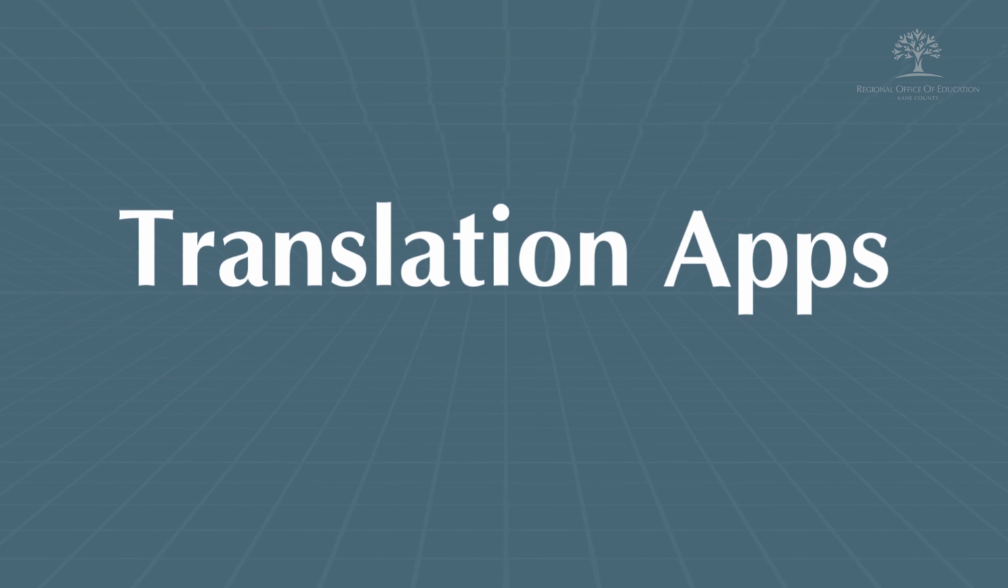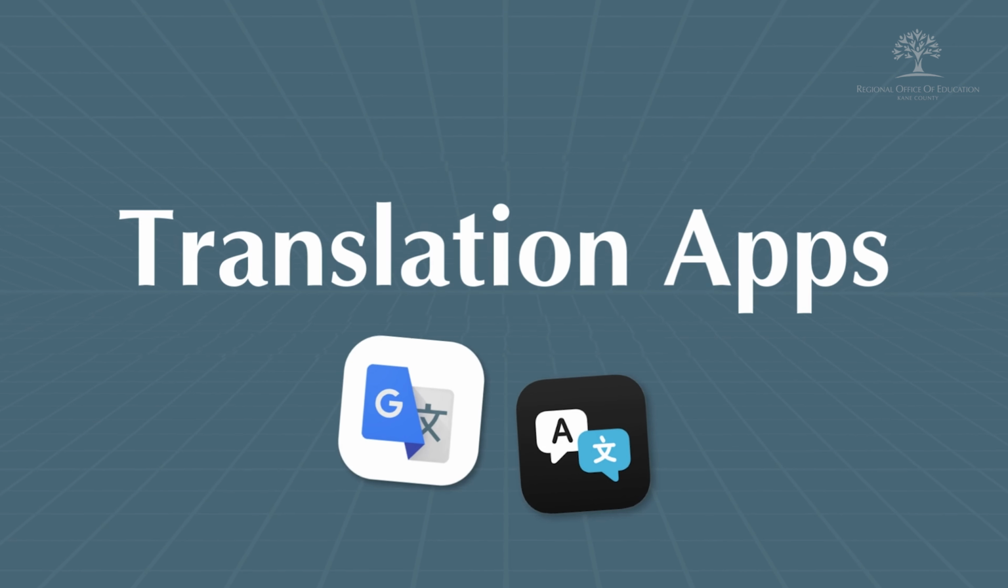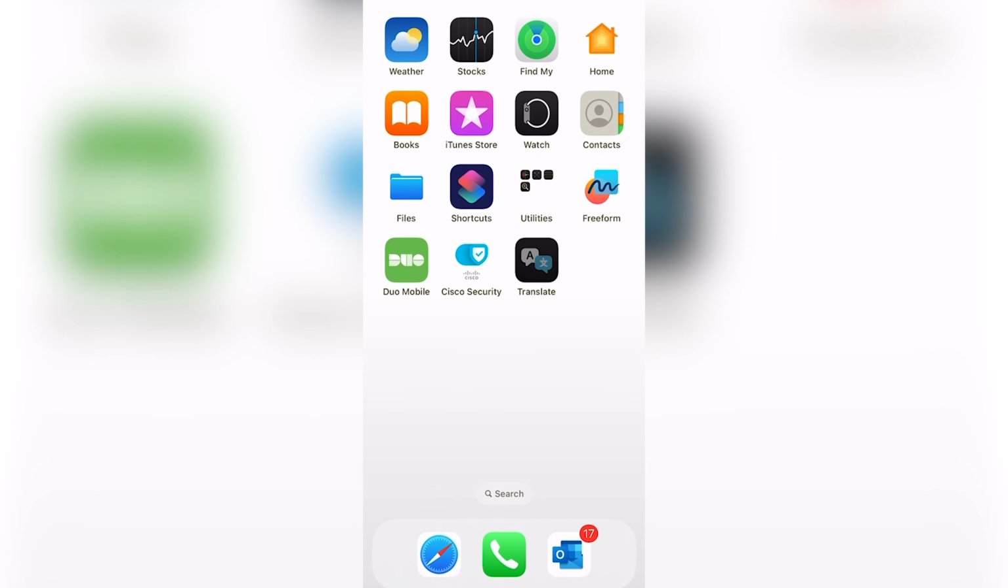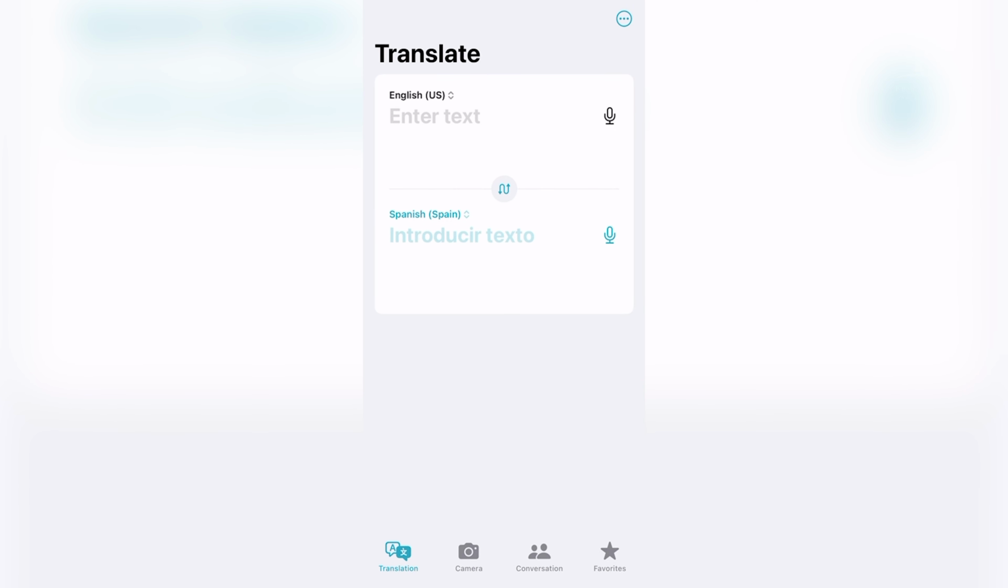This week's tip comes from a conversation I was having with a few people last week about translation. Many of us have heard of Google Translate on the web, but now both Google and Apple have a Translate mobile app available. On the iPhone, it's known simply as Translate and is already on your phone if you have the latest operating system. When you open the app, you'll have some different options on the bottom.